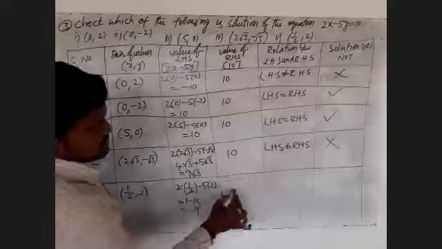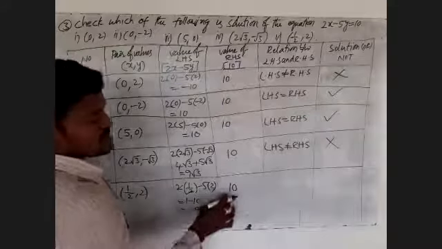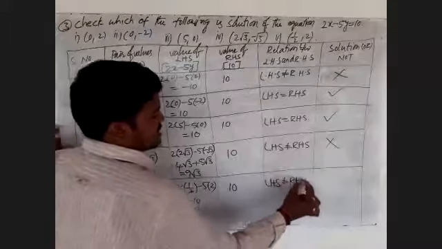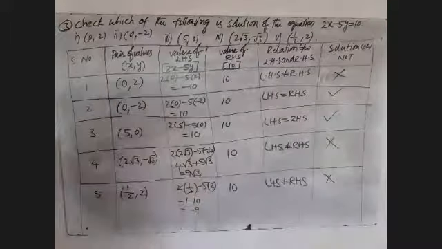The RHS value is 10. Minus 9 does not equal 10. That I will write: LHS does not equal RHS. The given one is also not a solution.